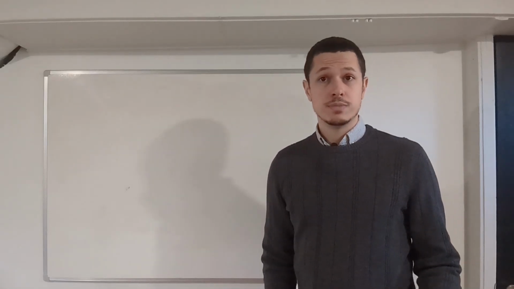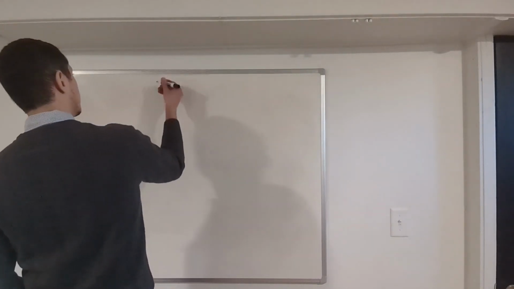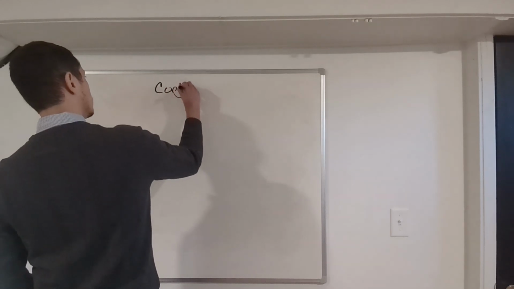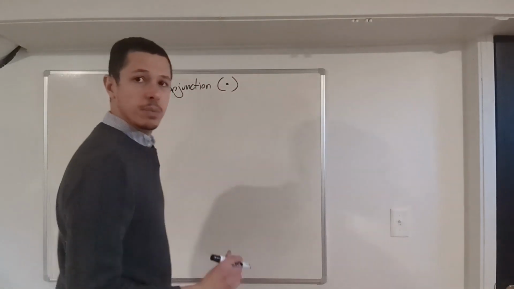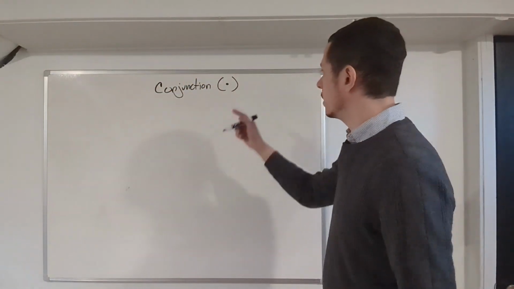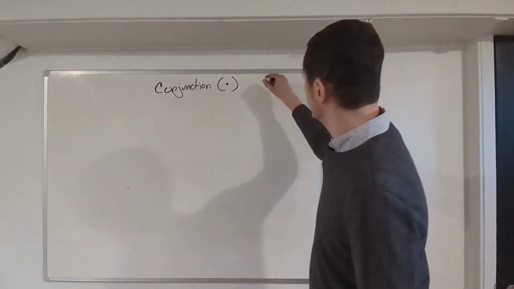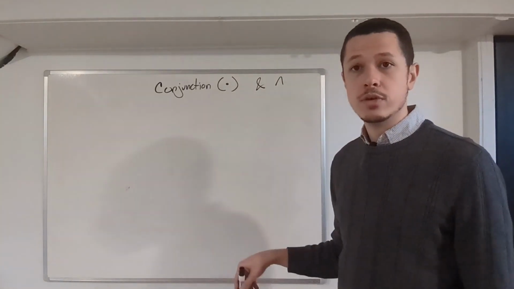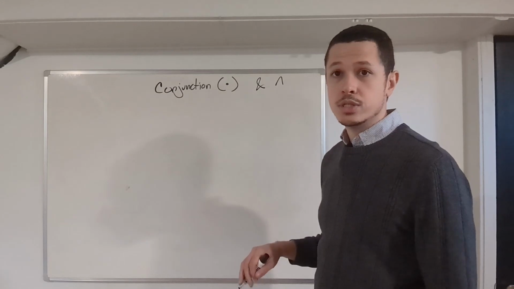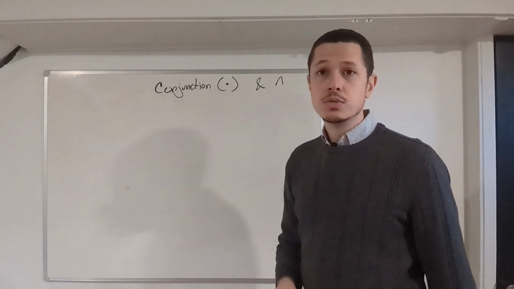Let's talk about conjunction. Conjunction is represented by the dot, although of course this varies, depending on your professor. Some prefer to use the ampersand, others use the upward caret, so there may be a few variations. My preferred usage is the dot. And conjunction just means and, right?